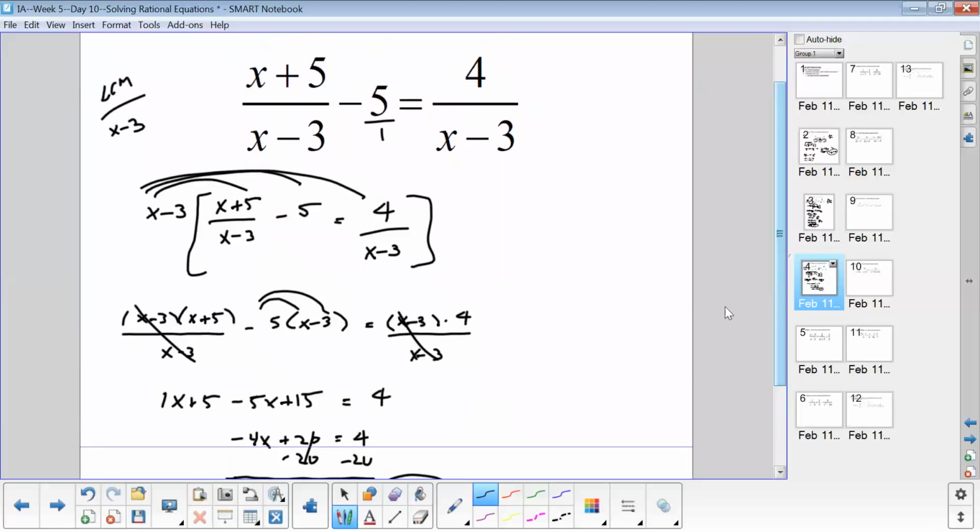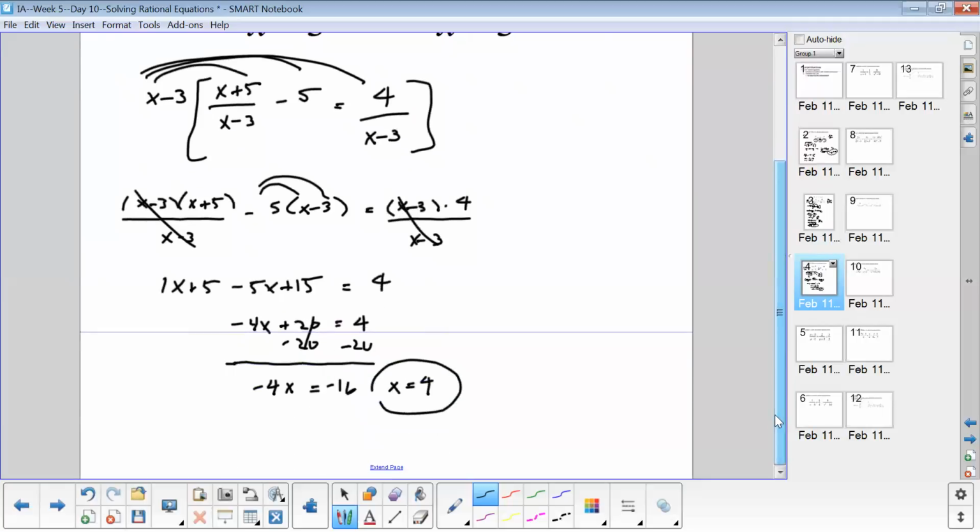Now, if you go back and you look, what would the excluded values be? You see x minus 3 and x minus 3. So the excluded values, just 1 in this case, x cannot be 3. And that's okay. There's not a problem with this because my solution is x equal 4.